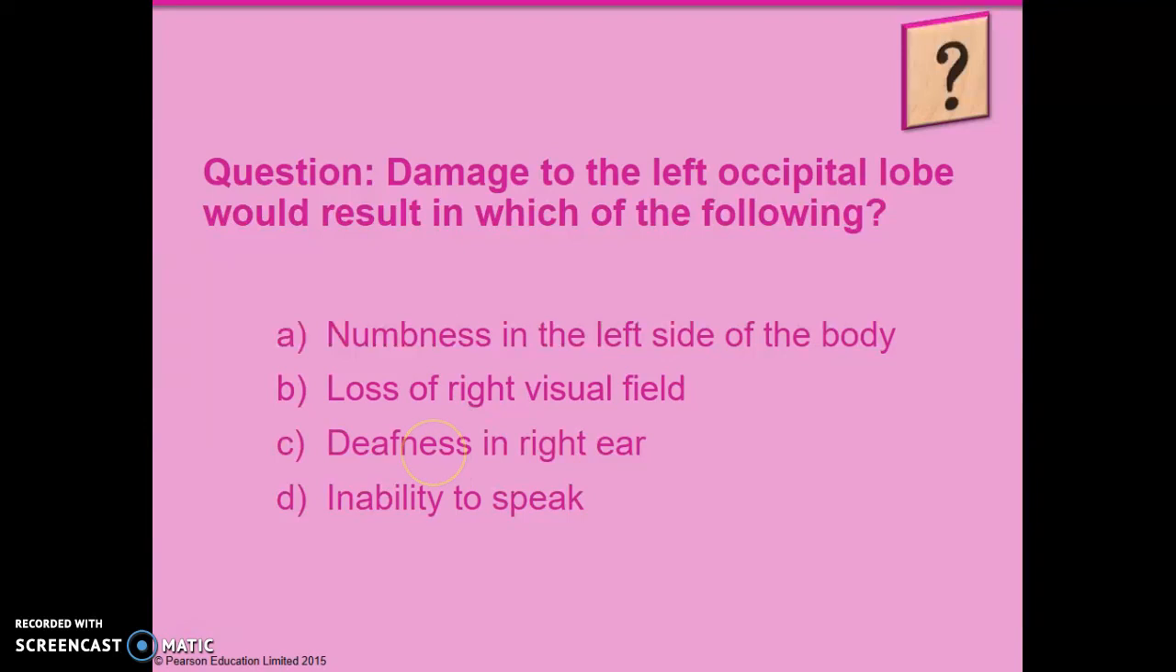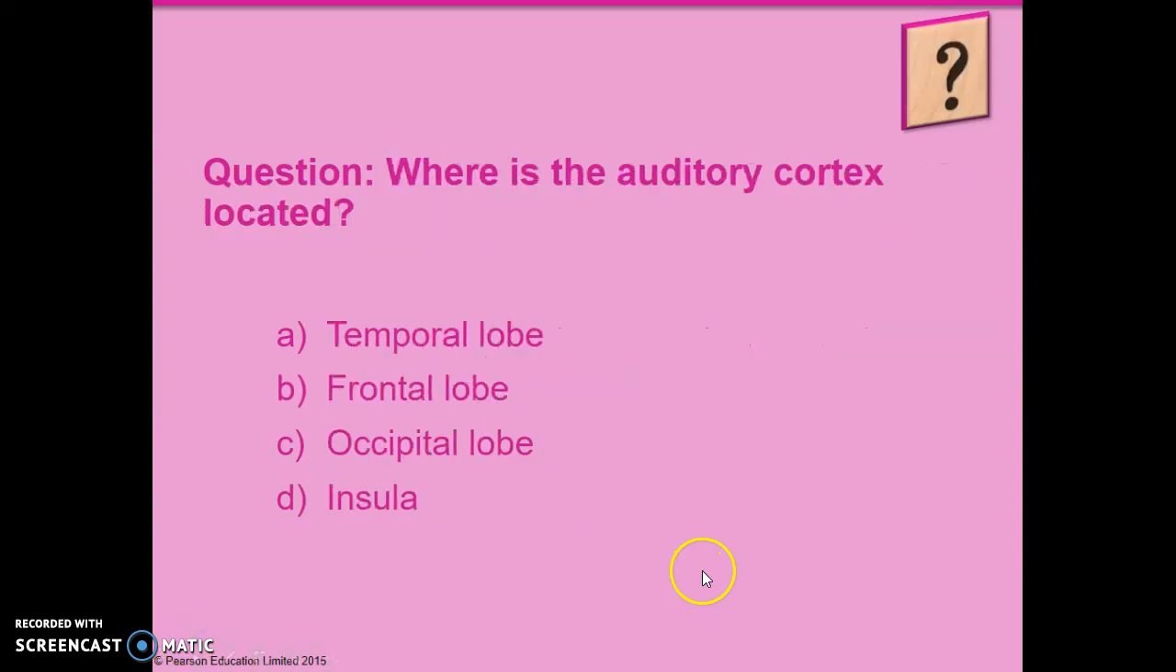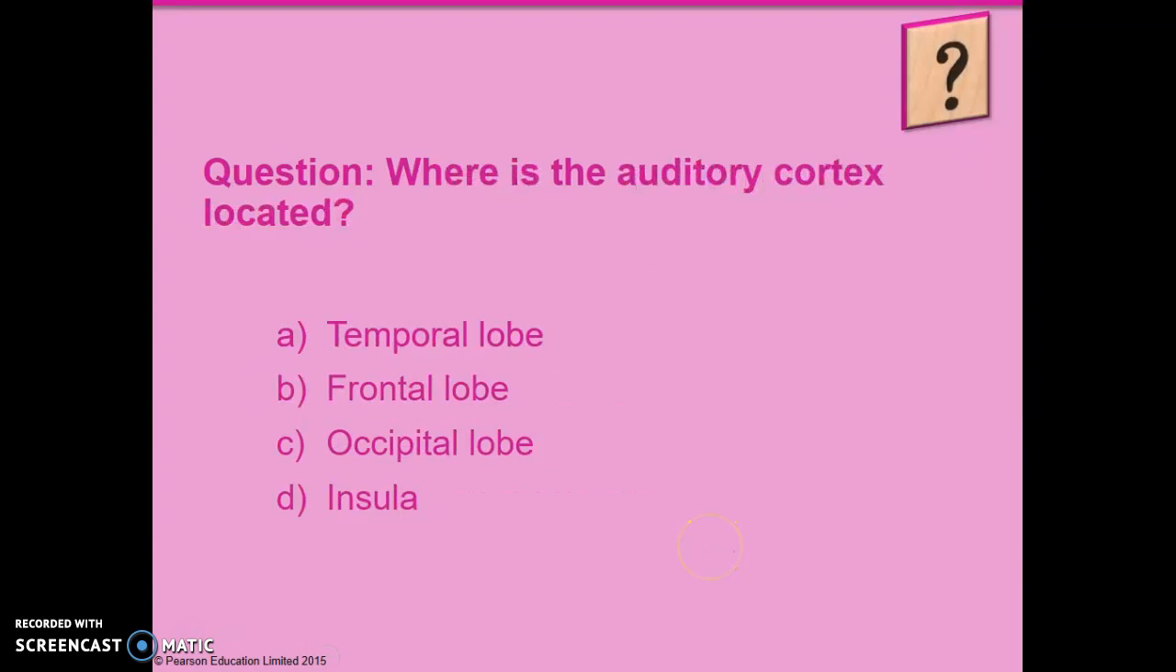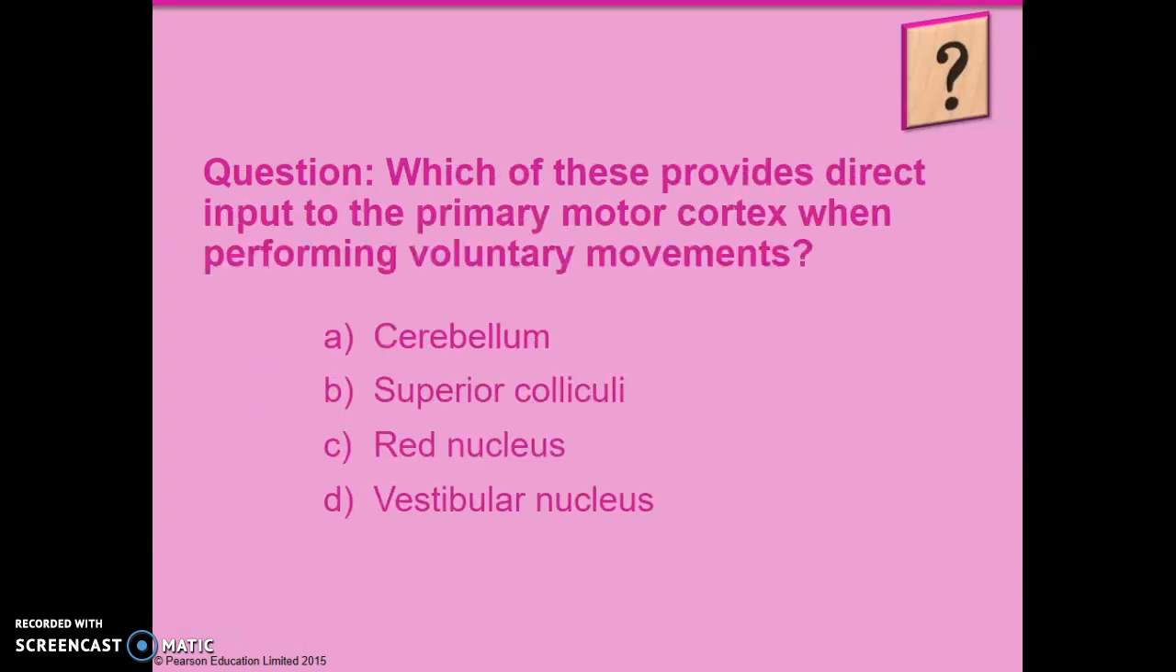Damage to the left occipital lobe would result in which of the following? Loss of right visual field. Where is the auditory cortex located? It would be temporal lobe. And which of these provides direct input to the primary motor cortex when performing voluntary movements? The cerebellum.